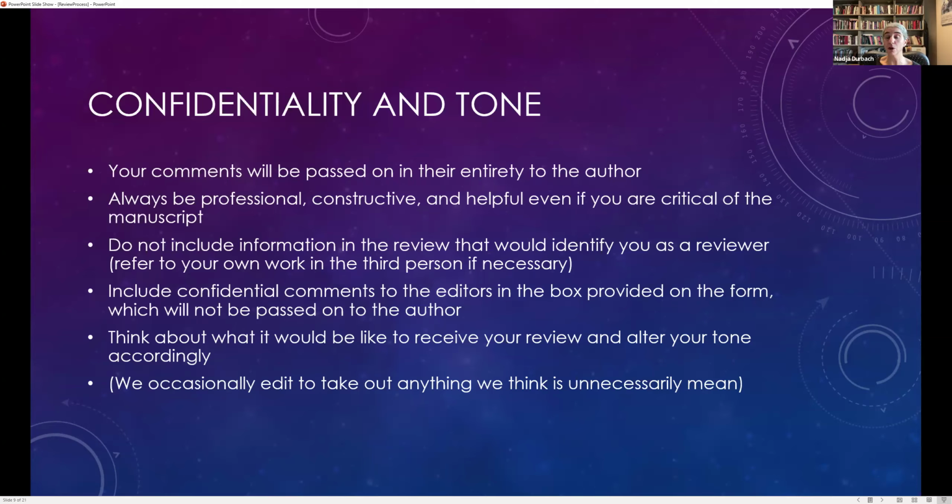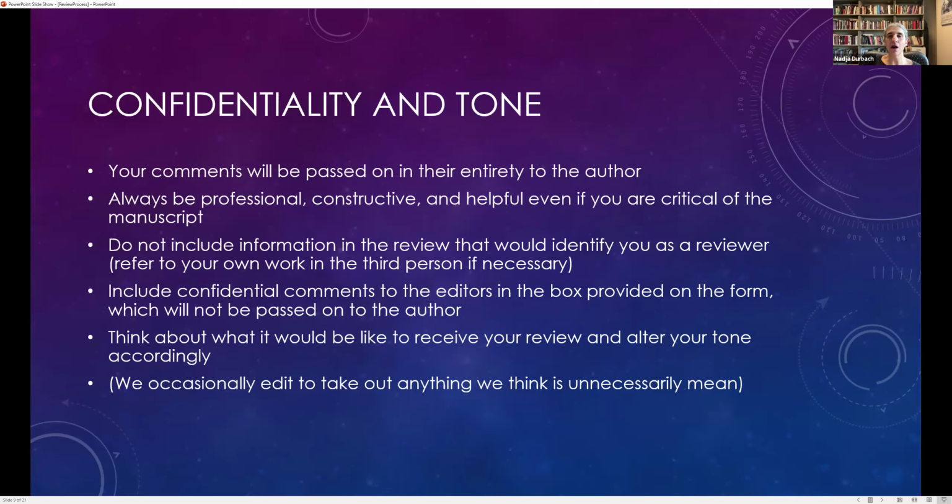Sometimes you need to refer to your own work. Do that in the third person, and I usually recommend burying that in the list. It would be helpful if the author read the following other books. Don't put yours first. Put it somewhere in the list.